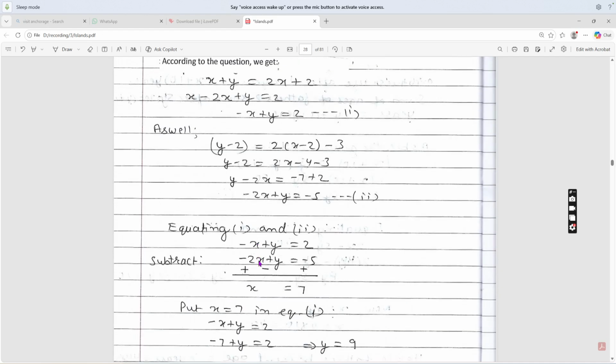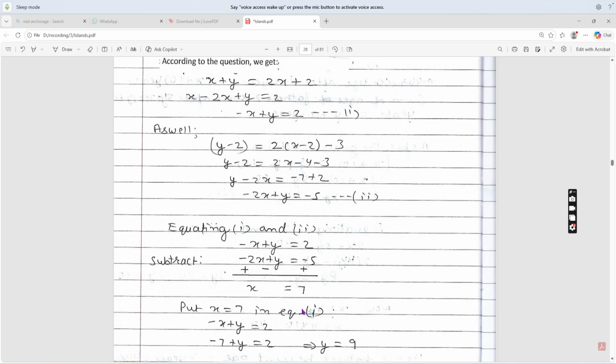Now see, we are going to operate on equation 1 and equation 2. Here the magic is that the coefficient of y in both of these equations is the same, that is plus 1 and plus 1. So when they are the same, we have to subtract these two equations. Minus becomes plus, plus becomes minus, this minus becomes plus. So minus x plus 2x will give us plus x, plus y minus y will give us 0, plus 2 plus 5 will give us plus 7. So x is equal to 7.